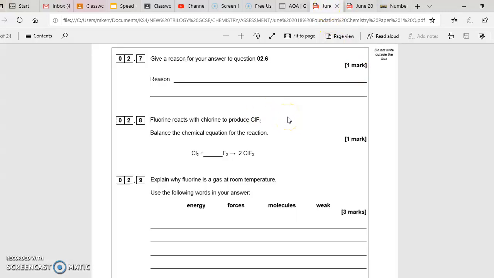Question 8. Fluorine reacts with chlorine to produce chlorine fluoride. Balance the chemical equation for this reaction. They've put a little line there for you to answer. Pause and answer. Okay, so if we have a look, we've got 2 chlorine there, 2 chlorine there, so I don't have to change anything there. This 2 is like a multiplier, so it means you've got 2 lots of chlorine fluoride. So it means you have 2 lots of 3, which means you have 6. So on this side, I've got 2, so I'm going to have to multiply it by 3. So the answer is 3 there.